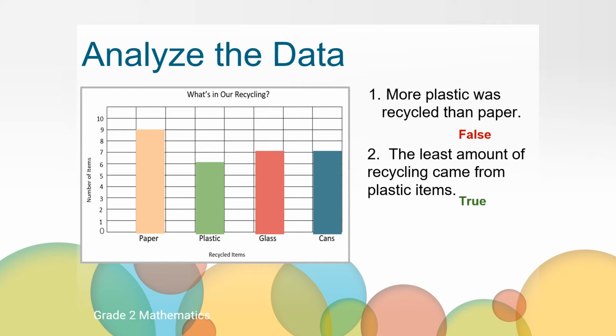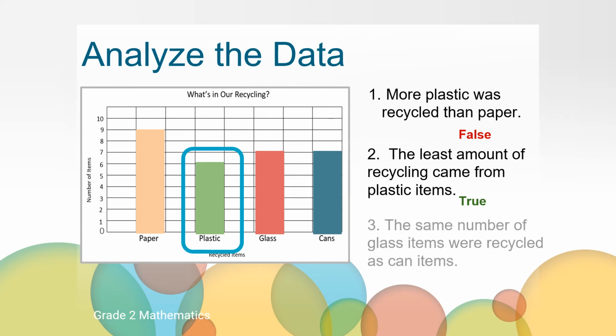This statement is true. Use the information in the graph to tell us how you know this is true. That's right. The lowest bar is the one that belongs to the plastic items. That means that the least number of items collected were plastic. The last statement reads, the same number of glass items were recycled as can items. Is this true or false?